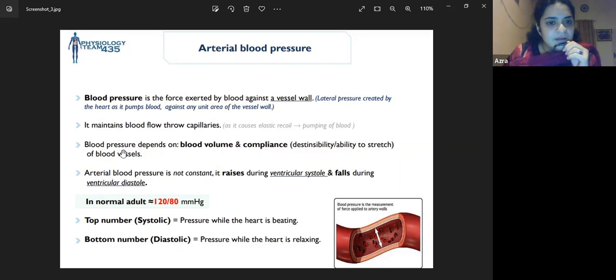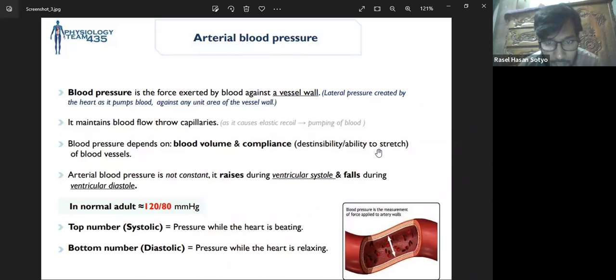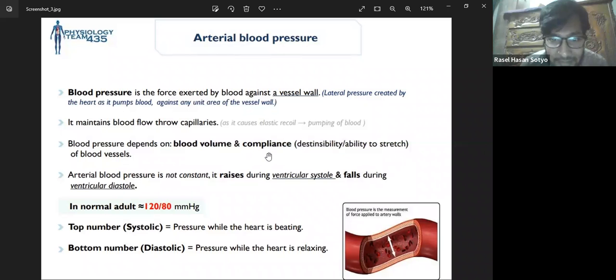Now next is the blood pressure. It depends upon blood volume and compliance. And what is compliance? The ability to stretch of blood vessels. Okay, so blood pressure depends upon the blood volume and compliance. So what is compliance? This is the CO, meaning compliance.